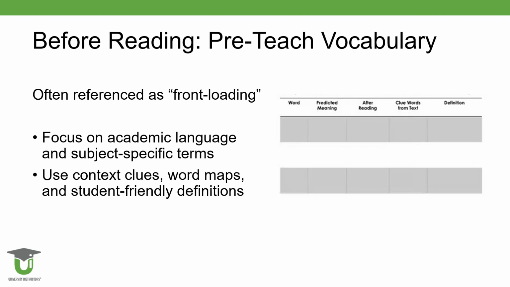To support comprehension, we can pre-teach key vocabulary before reading, especially academic language that students will see across subjects and subject-specific terms unique to the text. We don't just give definitions, however. Instead, we use context clues, create word maps, and provide student-friendly explanations. This helps students internalize the meaning and apply it as they read, rather than getting stuck on or skipping unfamiliar language that is essential for building comprehension.